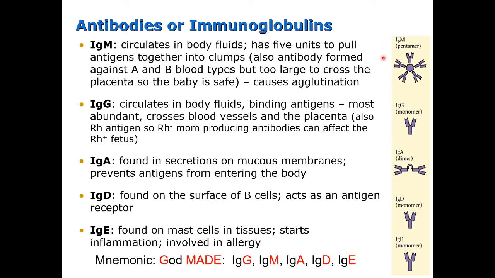IgM, and this little picture shows you IgM, it is the largest antibody, and its shape makes it ideal for pulling antigens together into clumps. This is the antibody that's formed against A and B blood types. IgG is the smallest, but also the most abundant antibody. The cool thing about IgG is that it does cross blood vessels and enters the placenta.